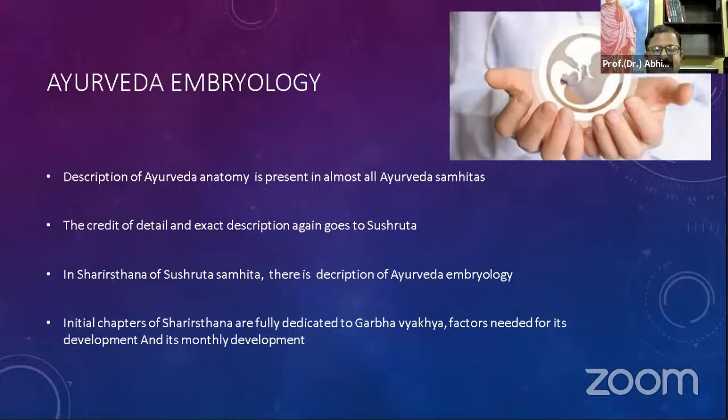So in the Sharirasthan of Sushruta, there is a description of Ayurveda embryology. The initial chapters of Sharirasthan are fully dedicated to this embryology. If we see the Sushruta Samhita Sharirasthan, after Sarva Bhuta Chinta Sharir, there are more than 3 chapters like Shukra Shonita Shuddhi Sharir, Garbha Vyakarana Sharir, and Garbhavakranti Sharir. So these 3 chapters are completely devoted to Ayurveda embryology. Of course, life starts with the embryo. That's why Sushruta started with the embryo and then development, and then the description of other structures. He has sequentially described all these structures from birth to death.